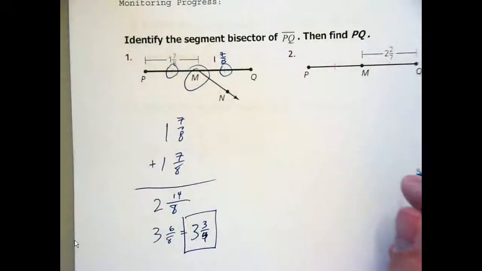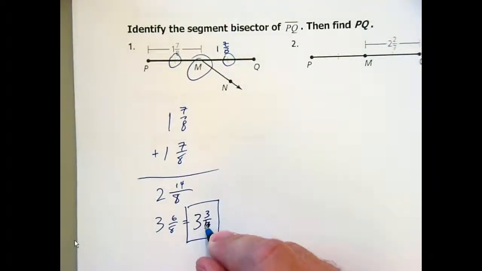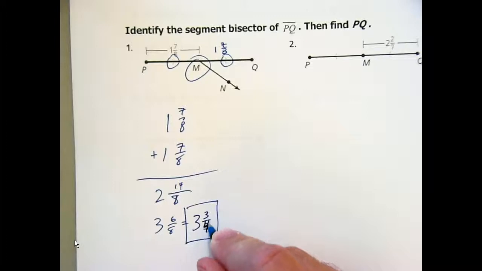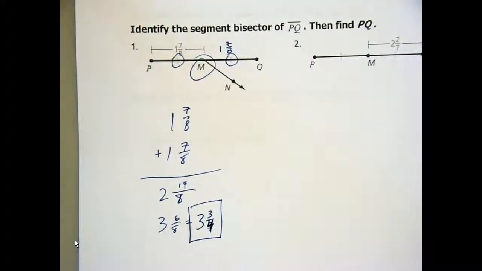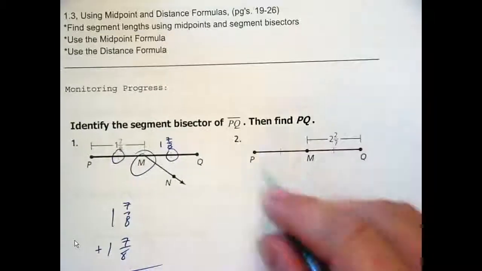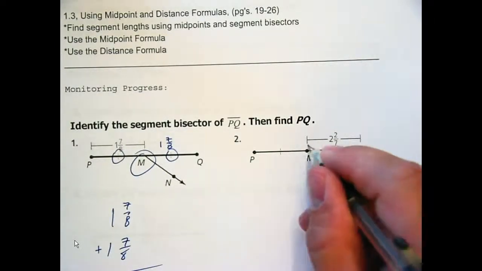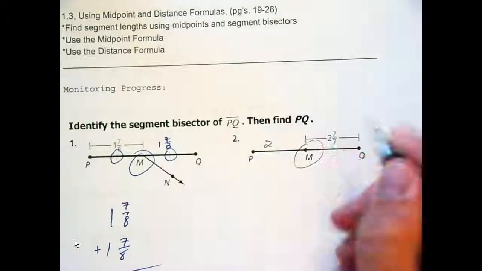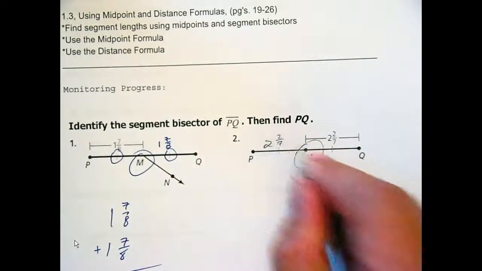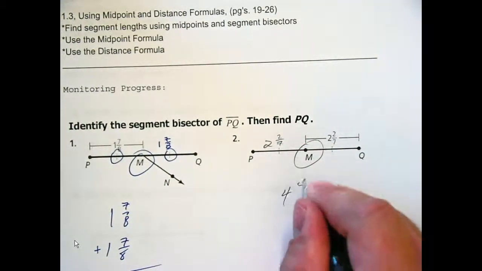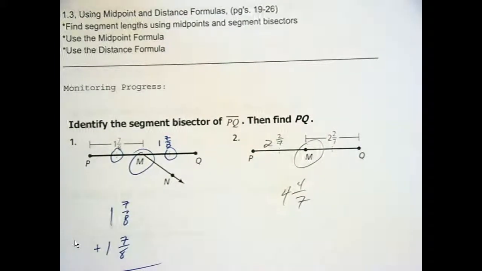Where? Right here? It's a 4. My bad. You guys should use a pencil. Here, I'll do that on this one. What's the segment bisector here? M. So that makes this 2 and 2/7 as well, right? Exact same. That's 4 and 4/7. Very good. Questions?